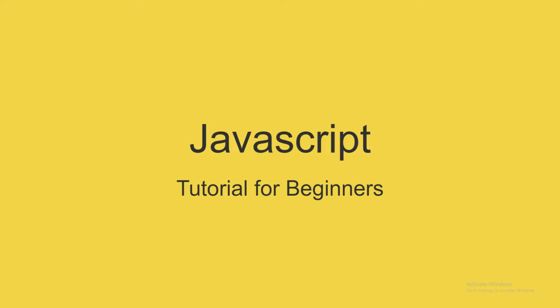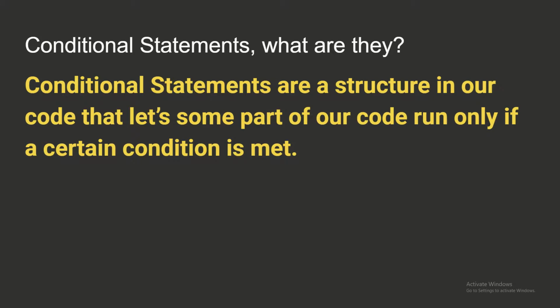Today we're going to talk about conditional statements. What are they and how to use them? So, let's get started. Conditional statements are a structure in our code that lets some part of our code run only if a certain condition is met.